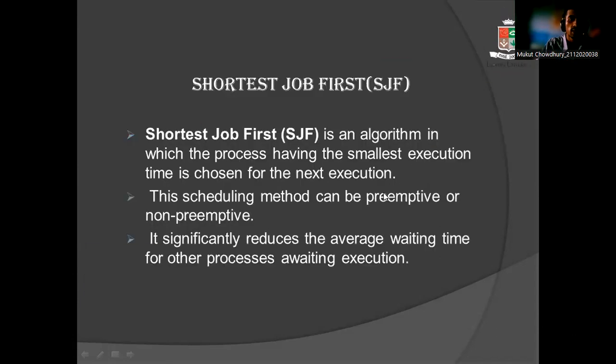Now we can go to SJF, which is called Shortest Job First. So what is Shortest Job First?